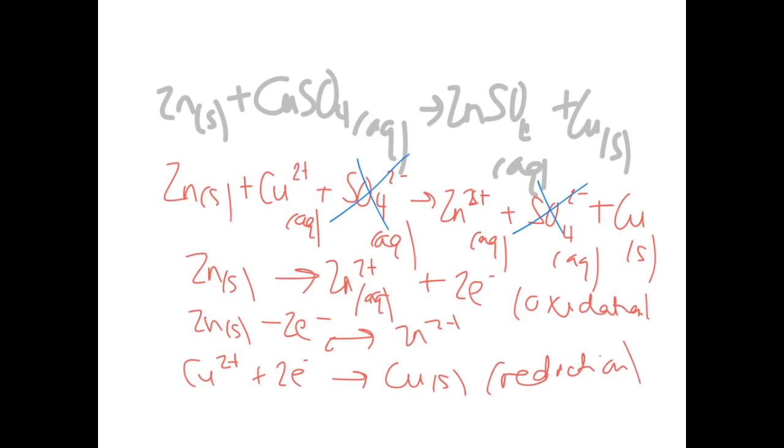You'll be given your equation, or you'll have to write it out, to be fair, because AQA has gotten harder this year. You need to separate it into its constituent ions, delete the spectator ions, and then write both equations complete with their electrons, and then you can work out if oxidation or reduction has occurred.